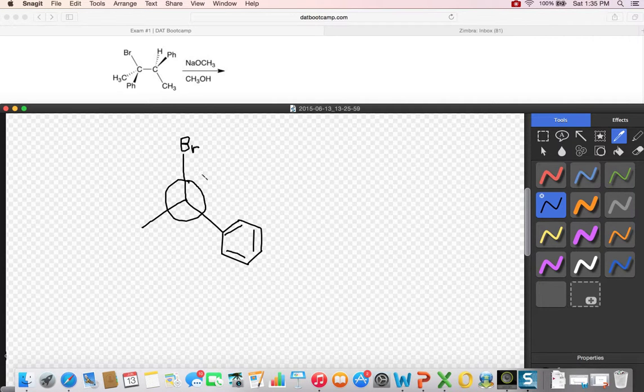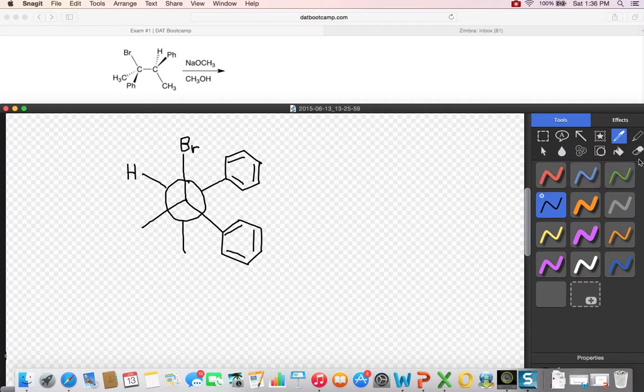And on the back carbon, the hydrogen will be up and to the left. And the phenyl group will be up and to the right. And in the same plane will be the methyl group. What I'm going to do is hold the front carbon steady, and rotate the back carbon 120 degrees counterclockwise.